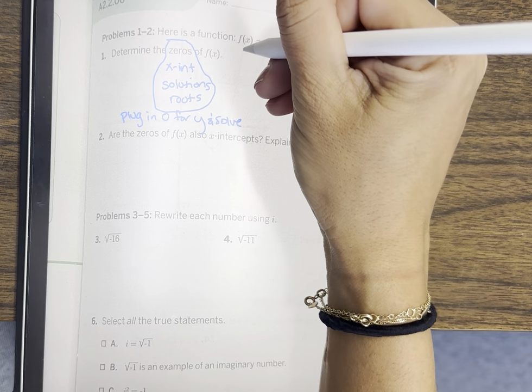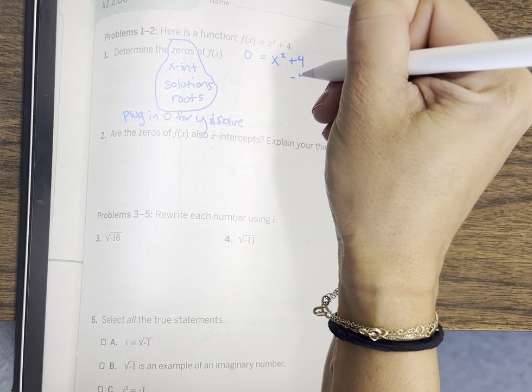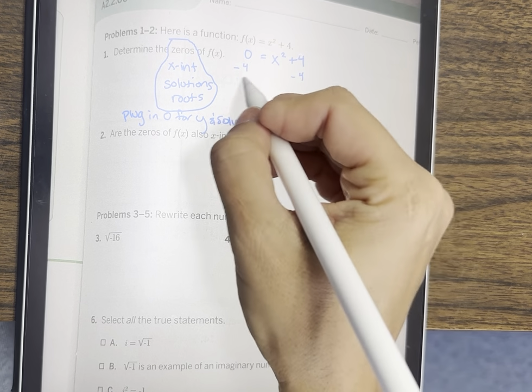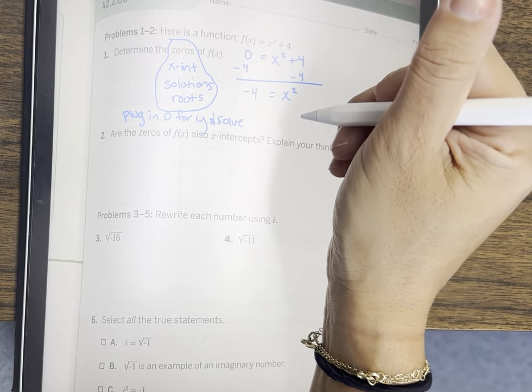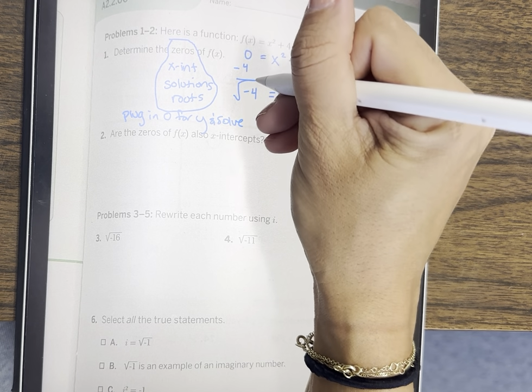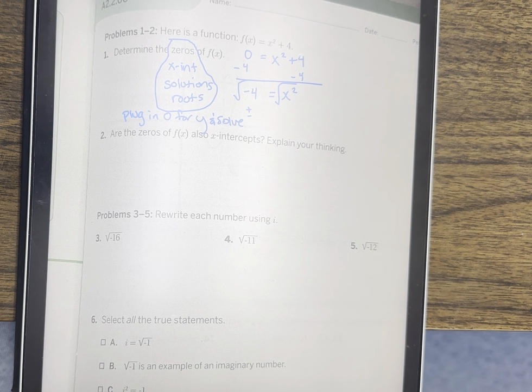Okay, so 0 equals x squared plus 4. Subtract the 4. Negative 4 is x squared. Square root both sides. Immediately results in a plus or minus.